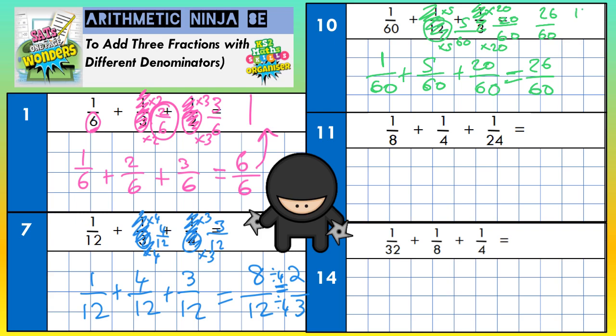Half of 26 is 13, half of 60 is 30. So 13/30ths would also be an acceptable answer. Question number 11.